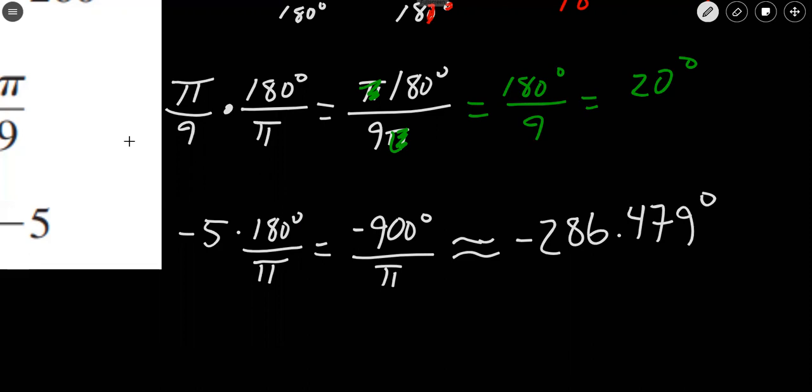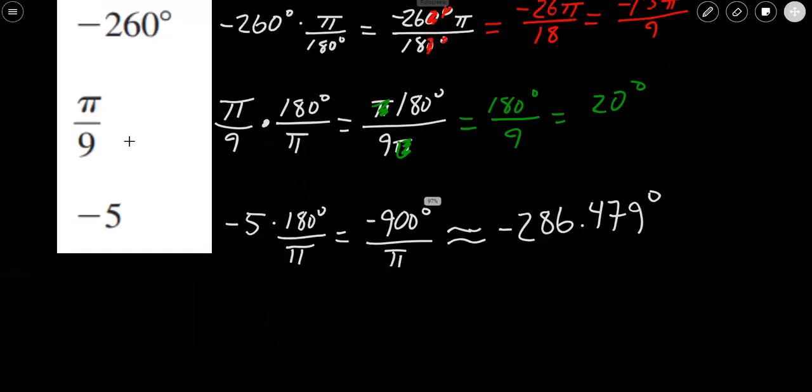And to thousandths of a degree, that's pretty good unless you're doing something on a fairly massive scale, like things the size of the Earth. So we've converted negative 5 radians into degrees.